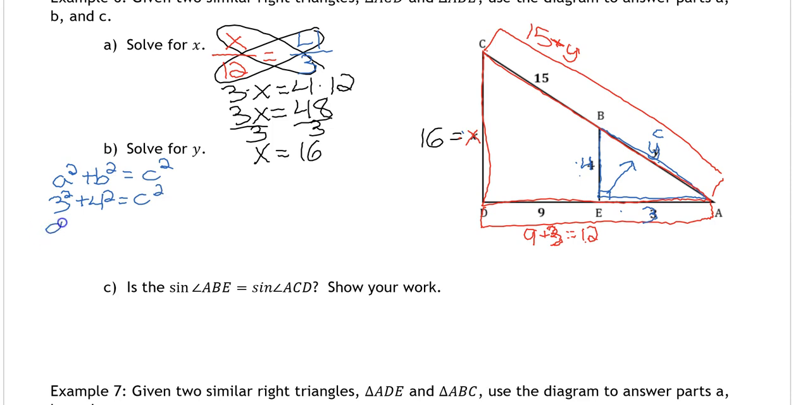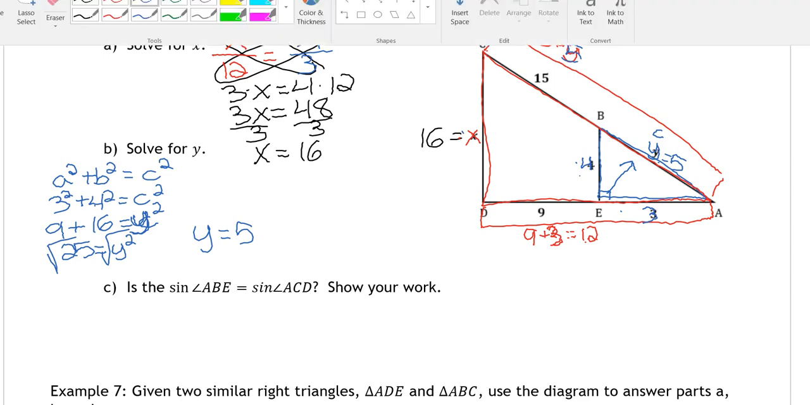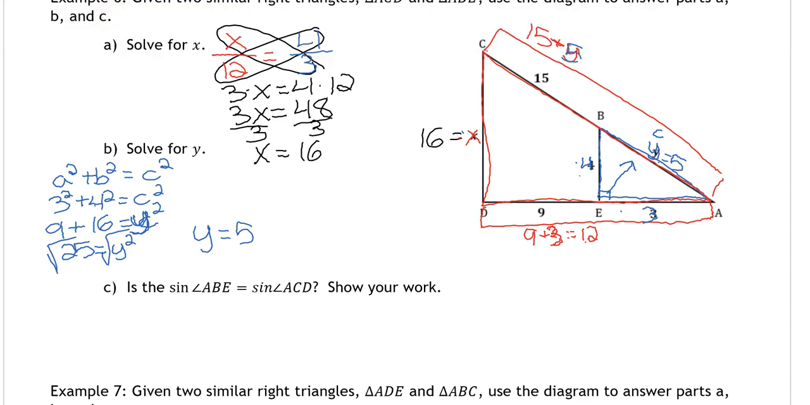3 squared is 9. 4 squared is 16. And then c squared, or we want to put in y squared. 9 plus 16 is 25. I'm going to take the square root, so y equals 5. I'm also going to put that 5 here. So then I do know this whole side is 20.